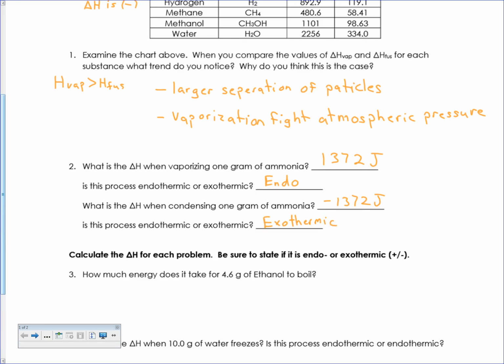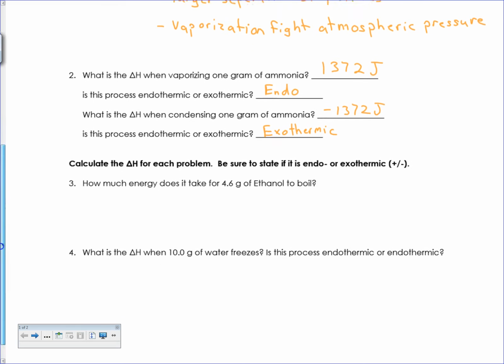When a substance goes from a vapor into a liquid phase, the substance loses energy. So it has to give it off to the surroundings because of the law of conservation of energy. Any energy that's lost by the system has to be gained by the surroundings. So if it's losing energy going from a vapor phase down into a liquid phase, that energy has to be given off to the environment. So it's exothermic.